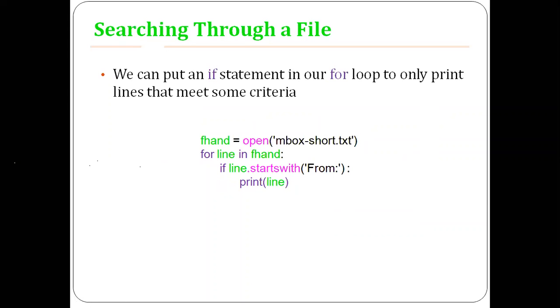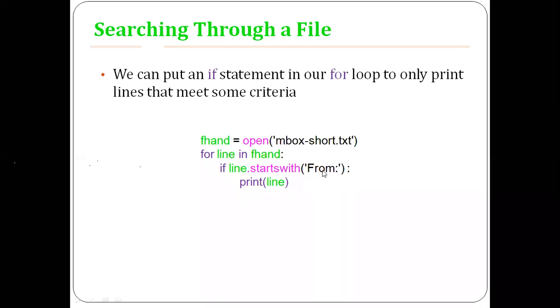And if you want to search for a string, either at the beginning of the line, you can use the file as well. We can put an if statement in our for loop to only print lines that meet some criteria, right? You can test for some criteria, and if it has been met, we just print that value. Look at this example. I'm just opening a file, that is mbox-short.txt. Then I'm reading each line from the file handle into the iteration variable.